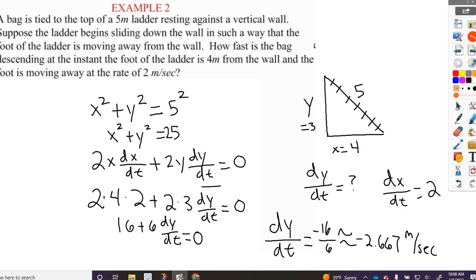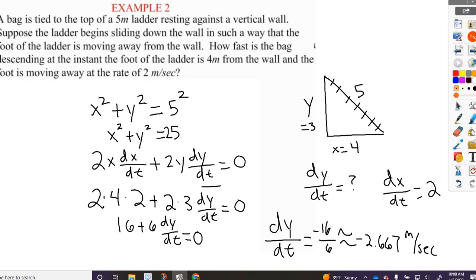Most of the time, especially on the AP test, if you didn't write the negative part, they would want you to say down the wall. So you could get away with taking the absolute value as long as you said like 2.67 meters per second down the wall or descending. If I wrote out the whole thing, like it is descending at, yes, then that would be okay. If you just wrote an answer and didn't put it back in full context, you would want to keep the negative, because they want to know that you know it is going down, basically. So either way.